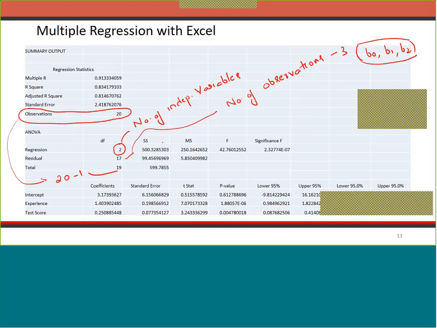Then this is sum of squares due to regression. And this is sum of squares due to errors. And this is total sum of squares. Correct? Now what is this? This is mean sum of squares. What do you mean by mean sum of squares? Sum of squares due to regression divided by its degrees of freedom, 2. And how do you get this? Sum of squares due to errors divided by its degrees of freedom, how much? 17.